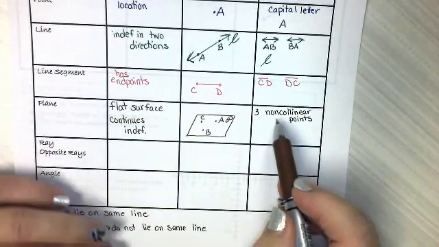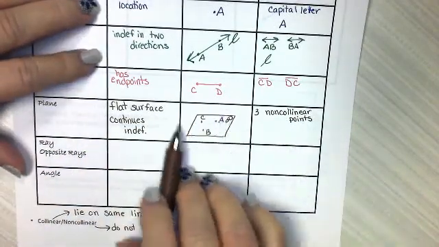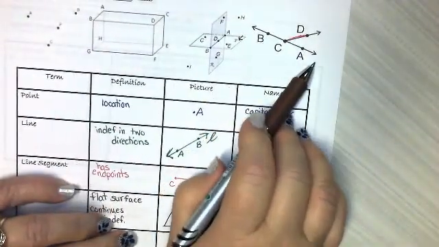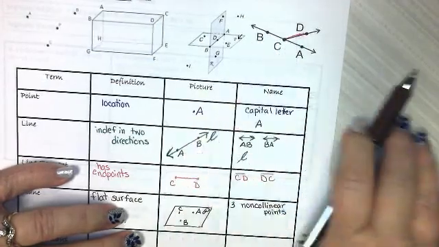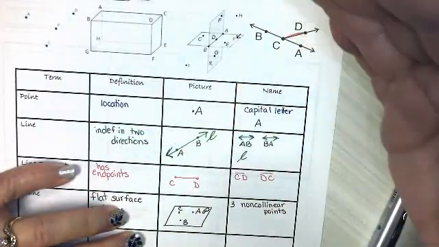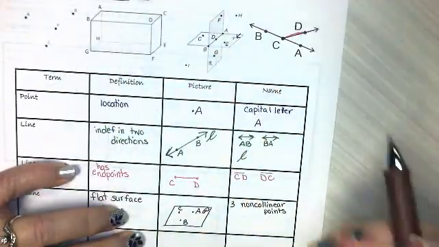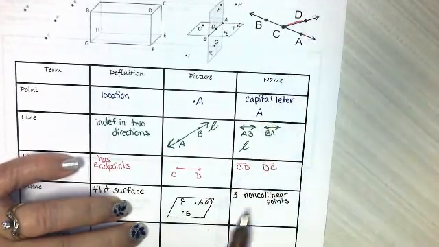So one of the reasons we need to use 3 non-collinear points is so that it defines a specific plane. If I went up here and named a plane ABC, my plane could go many different directions. It could be this way, but it could also go up and down through the page, or it could go at any angle. So if we choose 3 points that make a triangle, 3 non-collinear points, we're going to name one specific plane.